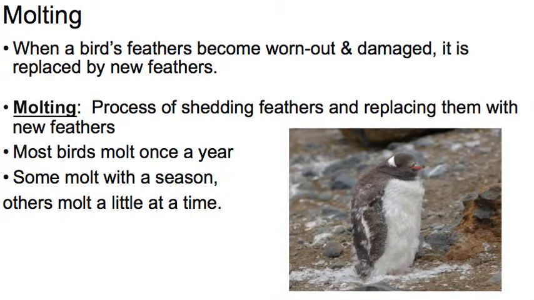Right. Molting is when a bird's feathers become worn out and damaged, and are replaced by new feathers. So molting is a process of shedding the feathers and replacing them with new feathers. Most birds will molt once a year. Some will molt with a season, and then others molt just a little bit at a time where they don't lose all of their feathers at once.